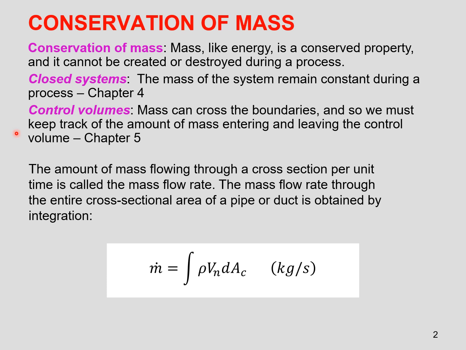The amount of mass entering through a cross-sectional area per unit time is called the mass flow rate. The mass flow rate through the entire cross-sectional area of a pipe is obtained by the following equation, where we integrate the density times the velocity times the differential area. Now, in general, in this class, we will not actually be integrating this formula. We're going to look at this and solve this using a very simple kind of analysis.